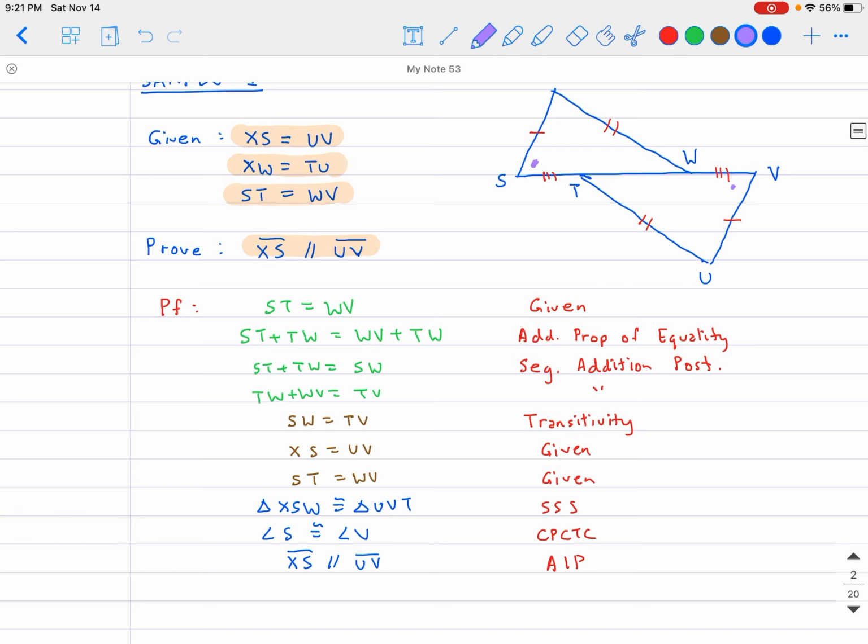So you can see that I did it for you just to kind of speed things up. So first, for the third part, we say that ST is equal to WV. So this is congruent to this.